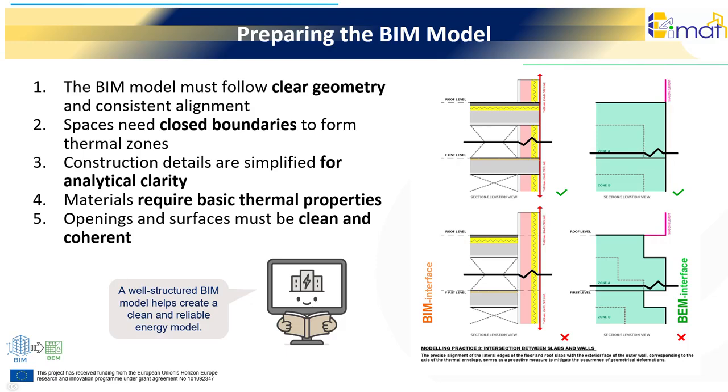Materials also need to include basic thermal attributes, such as conductivity and density, because these allow the energy model to calculate heat transfer. Finally, openings and surfaces must be coherent, meaning that windows, doors, and walls interact cleanly with one another. The goal is not to create a perfect or detailed model, but a consistent and readable representation of the building so the analytical engine can generate accurate results.